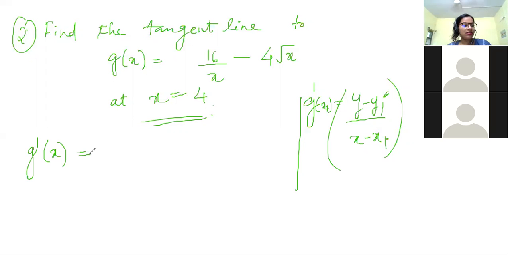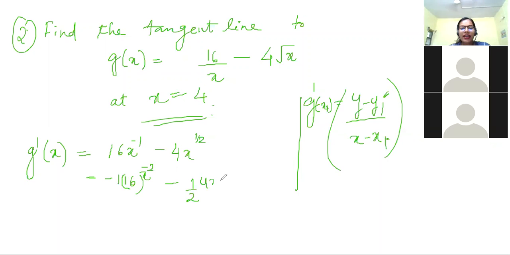By x minus 4 root x. This can be written as 16 raised to minus 1, correct? 4x raised to 1 by 2. Then this can be written as minus 1, 16 x raised to minus 1, it becomes minus 2. Agree? Because it's always the negative. Then minus half 4x raised to 1 by 2 minus 1. This is going to become your minus 16 by x square minus 1 by 2 4 root x. Correct?